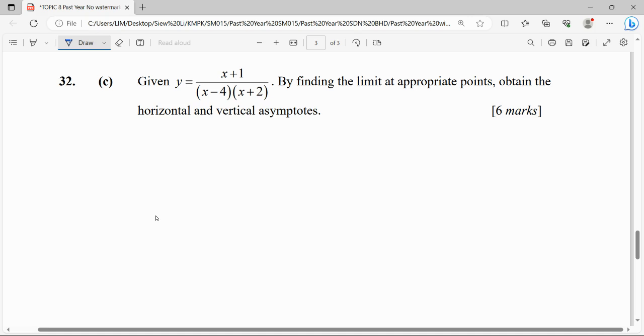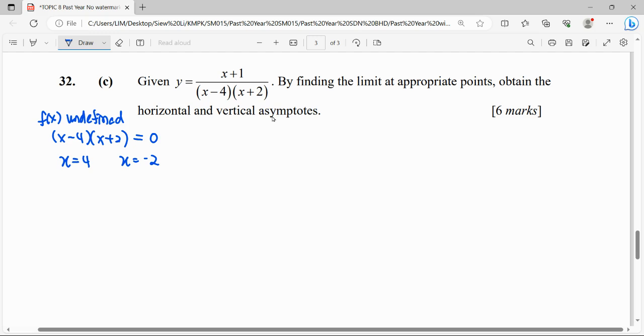Then for question C, given y equals this function, by finding the limit as x approaches the appropriate point, obtain the horizontal and vertical asymptotes. So look at the fraction given here. We notice that the denominator, which is x minus 4 times x plus 2, cannot equal 0. So the function is undefined when it equals 0, meaning x equals 4 and x equals negative 2. So at these places, we have vertical asymptotes.